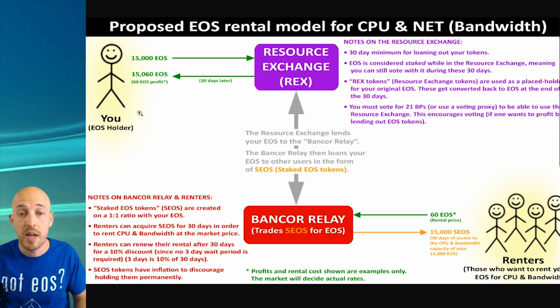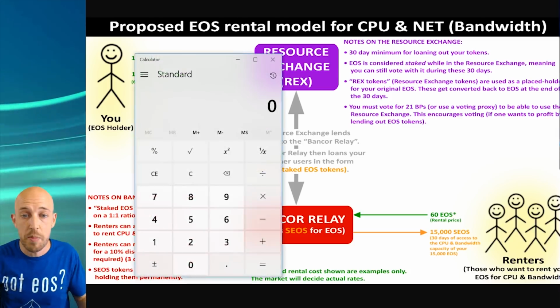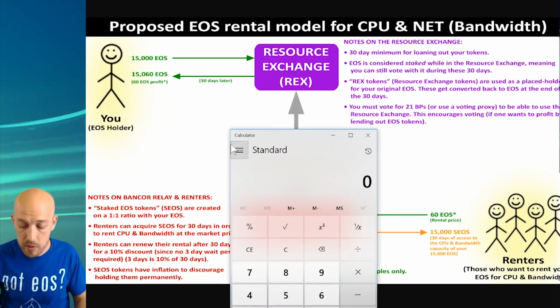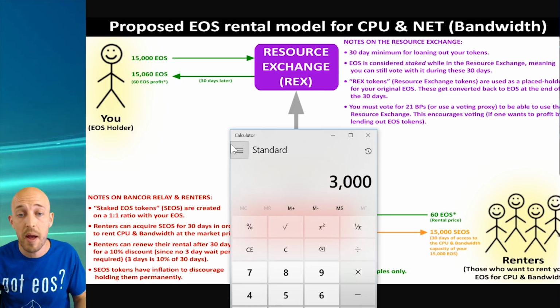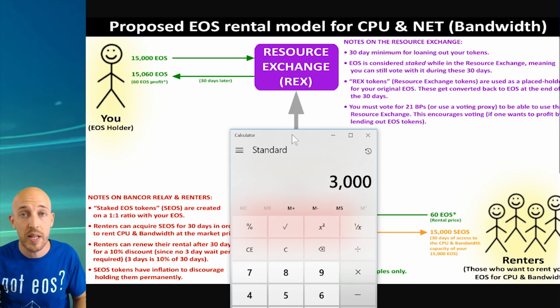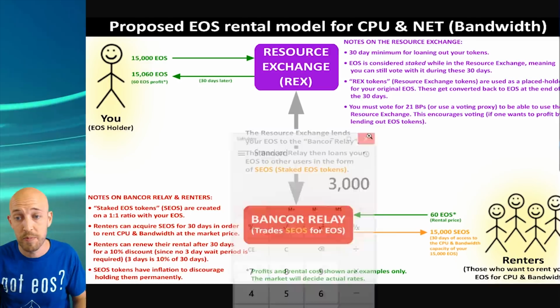Maybe you'll make 100. And if the price of a single EOS goes up to $50, let's say that you made 60 EOS on this original amount. Well, what's 60 times $50? That's $3,000 per month you could make if the price of a single EOS reaches $50 and you have staked 15,000 EOS tokens. That's a hell of an income right there.